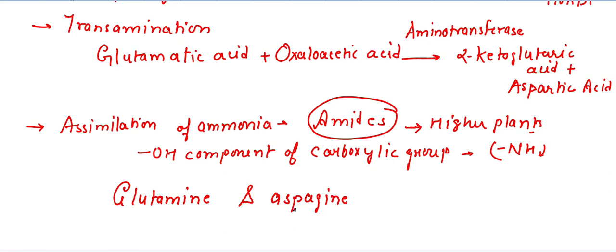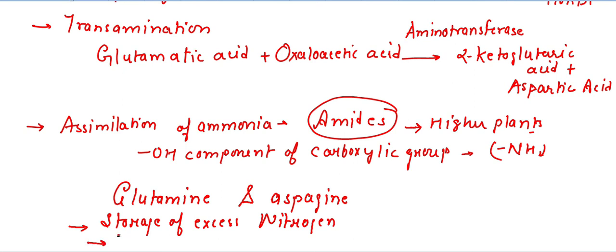And these are the components of proteins along with the amino acids. What advantage do the amides have? Amides perform two main functions. One is the storage of excess nitrogen, and the second is transport.